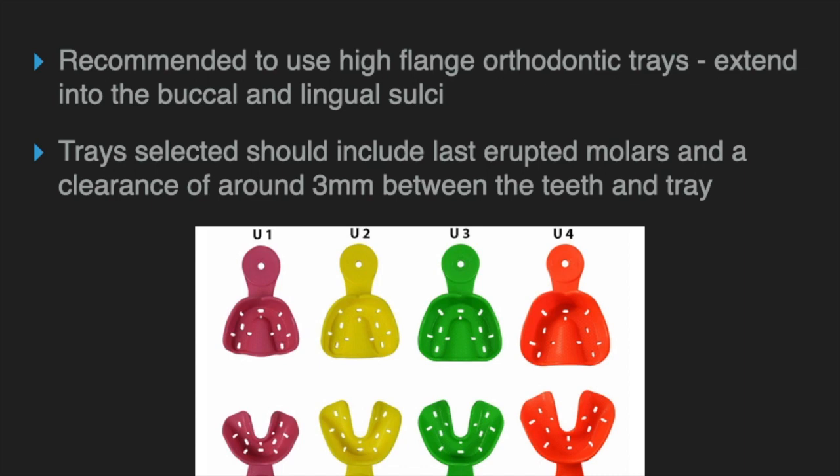The impressions should extend to the limits of the buccal sulcus and into the lingual sulcus of the lower arch. The maxillary impression should cover the hard palate but not extend onto the soft palate. Hence, it is recommended to use high flange orthodontic trays which extend into the buccal and lingual sulci. The trays selected should include the last erupted molars and have a clearance of around 3 mm between the teeth and the tray.